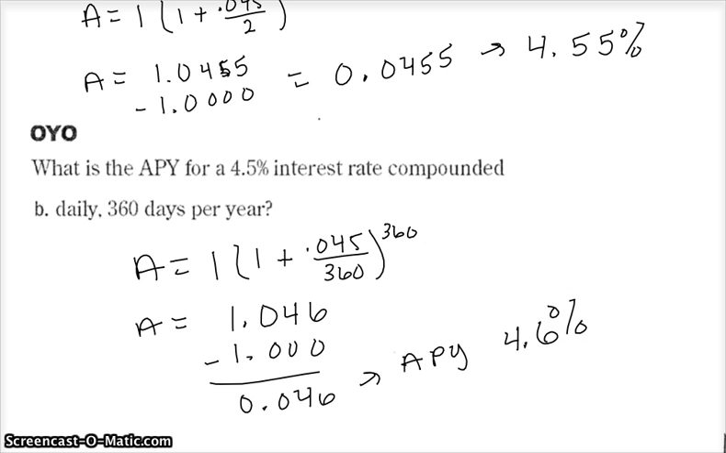There you have it. You now know how to calculate compound interest, and you can find the APY for an interest rate. Come to class ready to answer questions, and remember, it's all about the Benjamins.